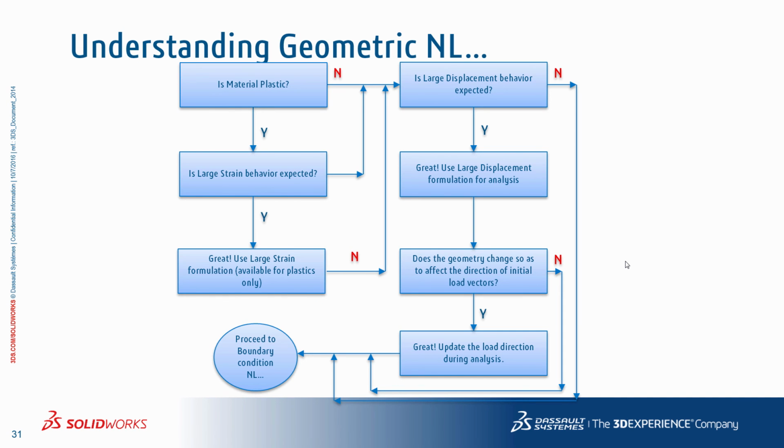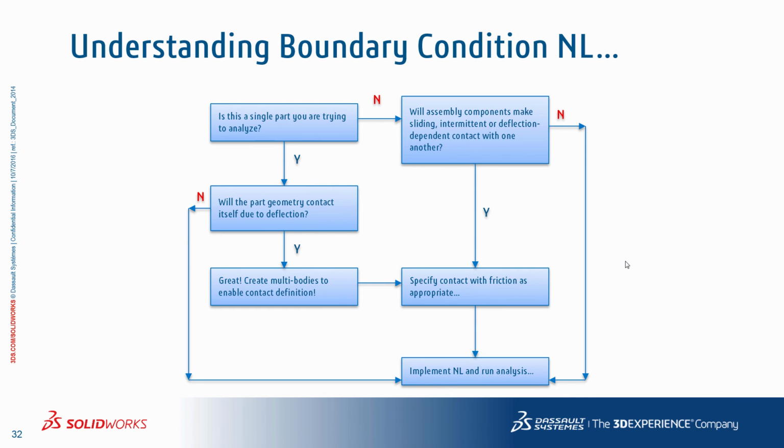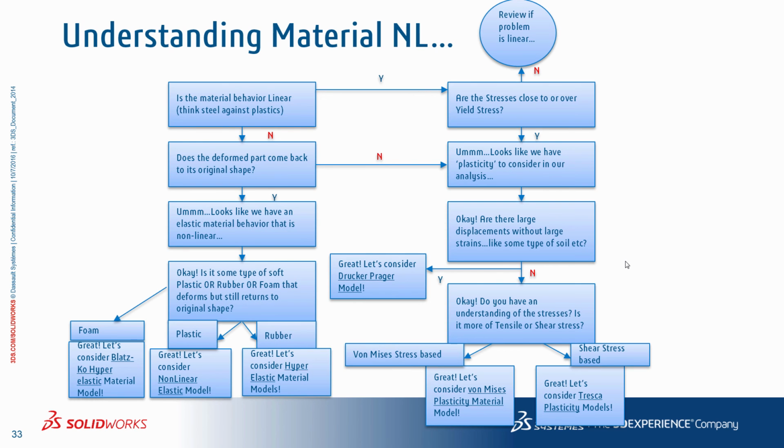Now, once you decide that nonlinear is the way to go, then the next step is to understand the geometric nonlinearity aspect in your design. This flowchart is meant to guide you through that decision-making process. Next, we have a visual aid via this flowchart to understand and establish if boundary nonlinearity needs to be considered in your simulation process. And finally, the most complex nonlinearity, which is the material nonlinearity. Here is again a nice visual aid to establish and understand the material you're using and how you might want to consider using a specific material model for the analysis.